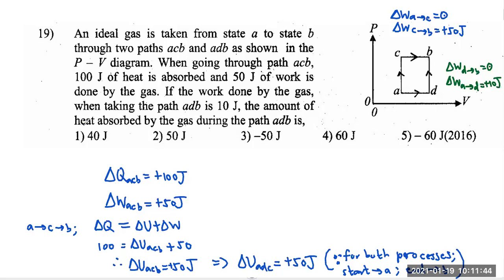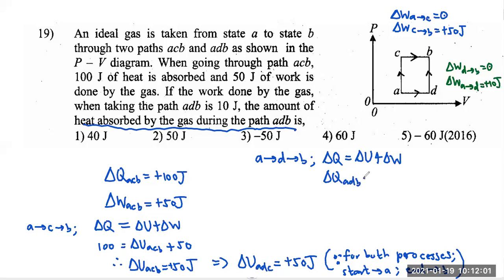The amount of heat absorbed by the gas during path ADB, right? Fine. So for path ADB, let's apply delta Q equals delta U plus delta W. Delta Q is what we have to find for ADB. Delta U is 50, plus delta W for path ADB. Was it given somewhere? Yeah, that was 10. They have given it.